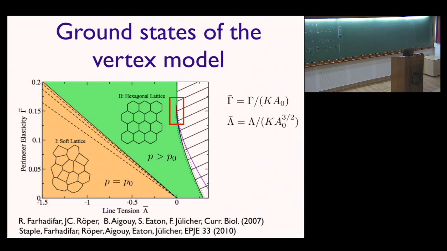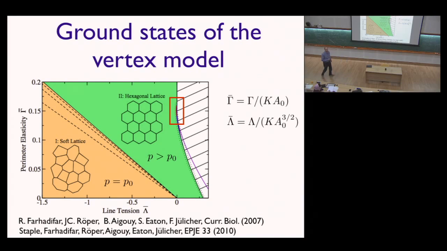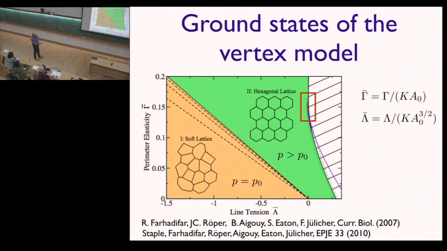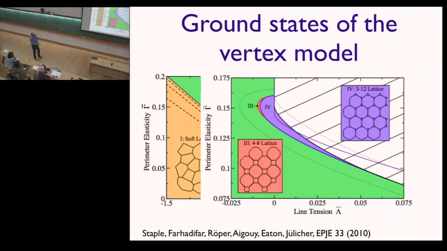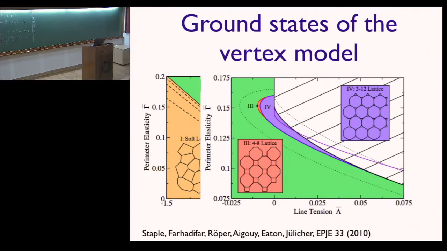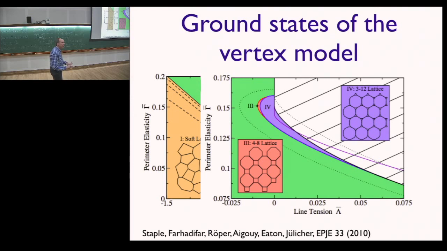So former student Dr. Staple has searched for these cases, and he found some of them, but in a very tiny region up here. If I zoom into this region, there is in fact a very small region where you can build states that have lower energy than the hexagonal lattice if you combine triangles with 12-sided polygons or squares with 8-sided polygons. So the squares with 8-sided polygons are lowest energy in this region number 3, and the triangles with 12-sided neighbors are lowest in this region 4.